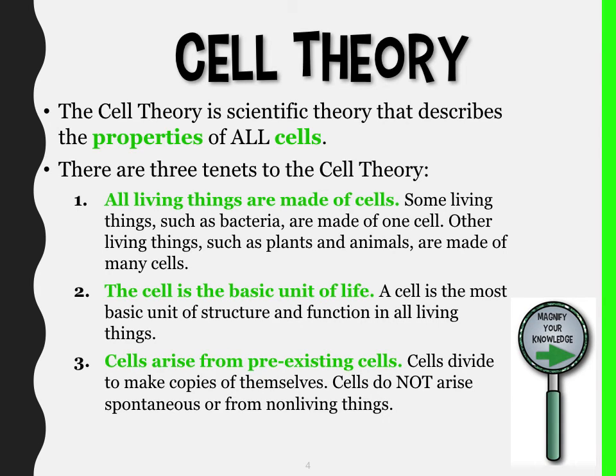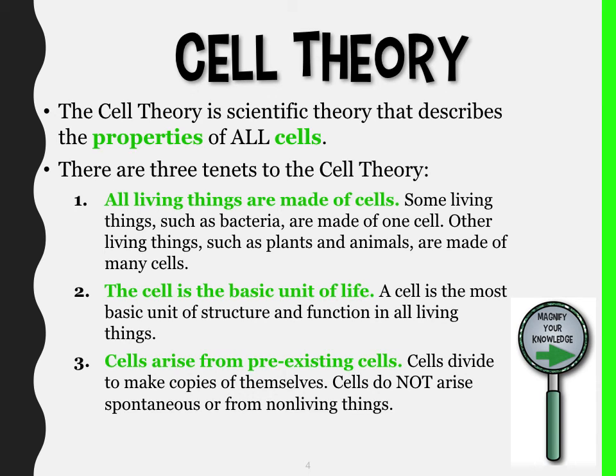So what is the cell theory? The cell theory is a scientific theory that describes the properties of all cells. There are three tenets, or three main points, to the cell theory. The first thing is that all living things are made of cells. We know that some living things, such as bacteria, are made of one cell, and other living things, such as plants and animals, are made of many cells. The cell is a basic unit of life. That's point 2. A cell is the most basic unit of structure and function in all living things.